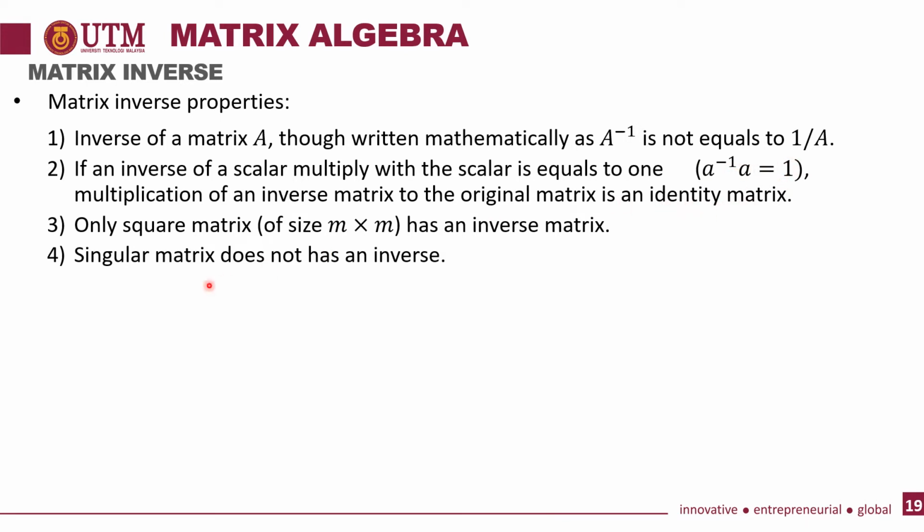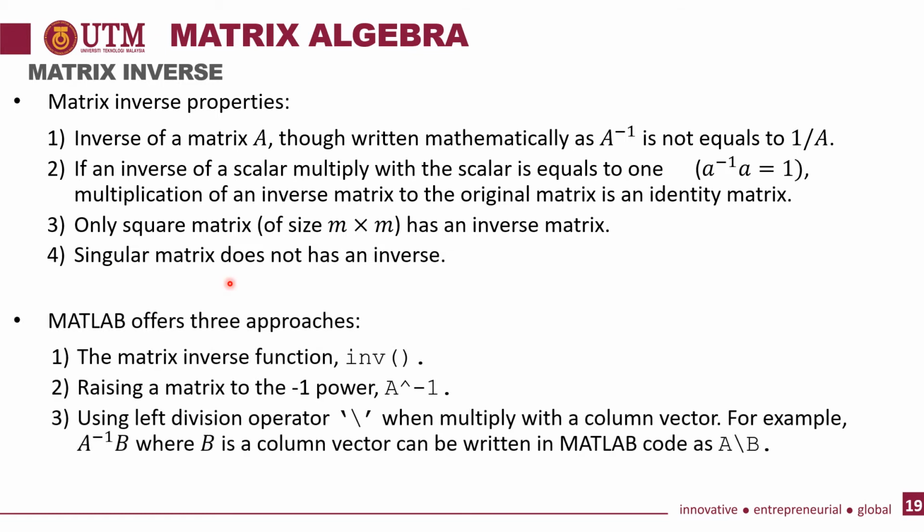Only a square matrix, with the same number of rows and columns, M times M, has an inverse matrix. If the number of rows is not the same as the number of columns, it doesn't have any inverse matrix. And also, a singular matrix does not have an inverse.